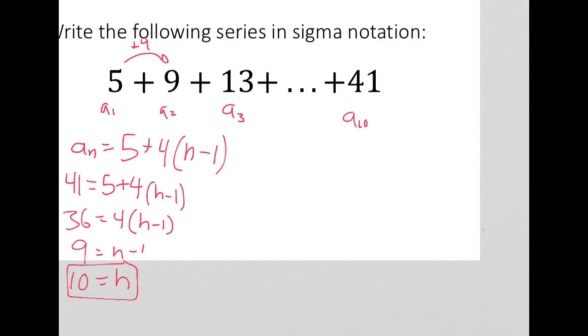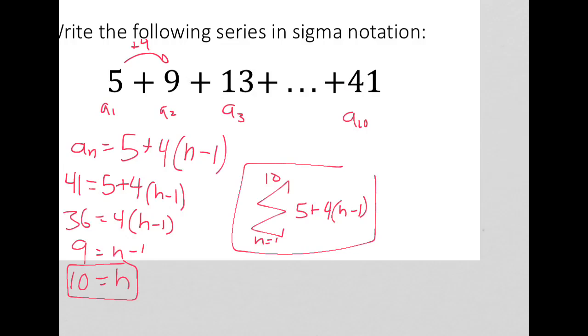So if I am using sigma notation to express this series, all I need to do is say start at n equals 1, continue until n equals 10, and I just need to give it the explicit formula, a sub n, which I've already found, 5 plus 4 times n minus 1, and that is all. And you could sum this, you could add them all up, but again, we're going to learn how to do that shortly.